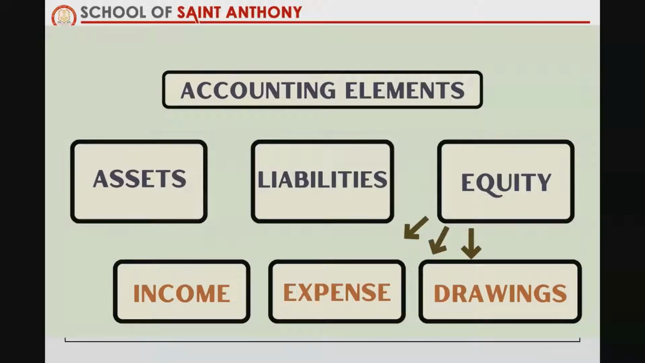The accounting elements are assets, liabilities, equity, income, expense, and drawing. As you can see here, I differentiated the colors for assets, liabilities, equity to income, expense, and drawing. I would like to emphasize here that assets, liabilities, and equity are considered real accounts. The other term for real accounts is permanent accounts, while income, expense, and drawings are considered nominal accounts. The other term for nominal accounts is temporary accounts.